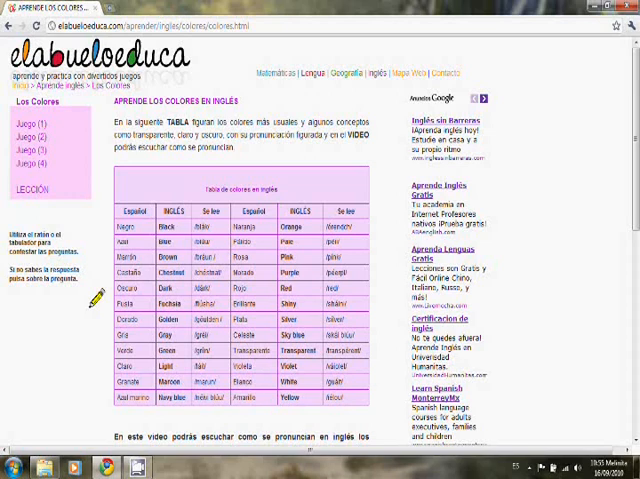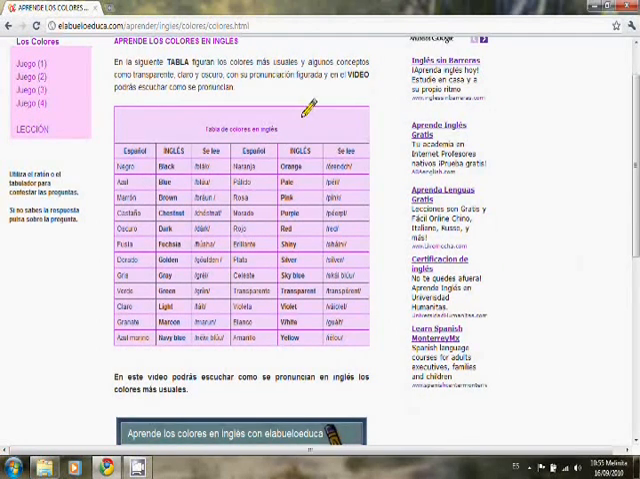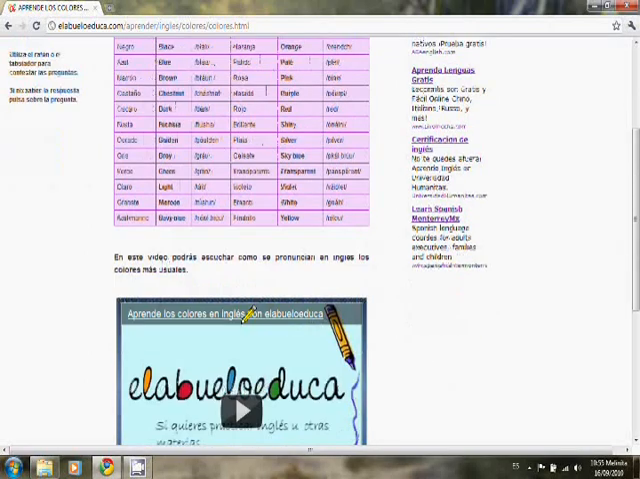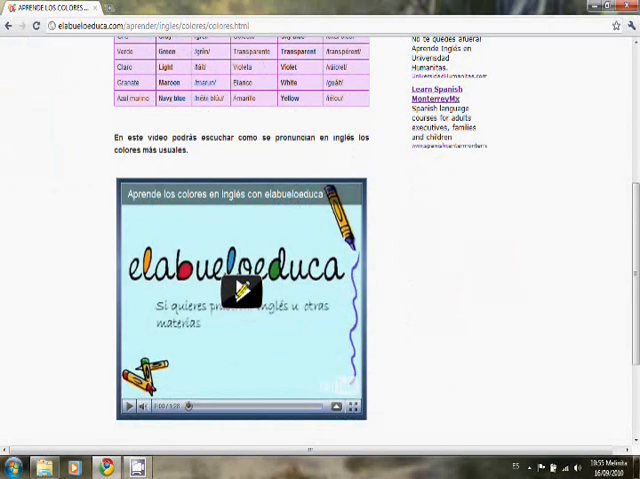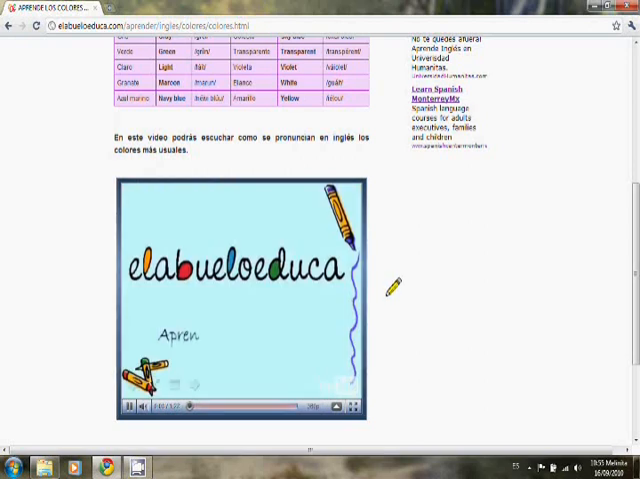So we are here at the topic of colors. Learn the colors in English. We have a board here where most of the colors are. You can see in Español negro, in English black, and how you read it is right here. And you can see a video on how to pronounce the more usual colors. So you can practice with this video too.